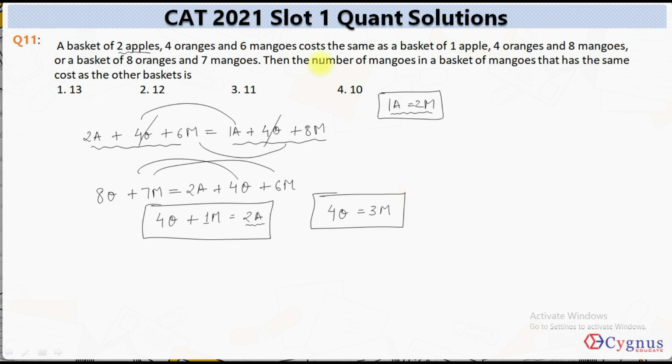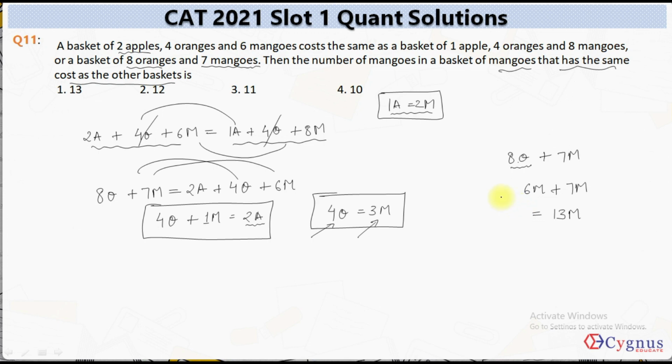Now what he's asking, then the number of mangoes in a basket of mangoes that has the same cost as the other baskets. So if you want to pick this one, 8 oranges and 7 mangoes. My basket contains 8 oranges and 7 mangoes. So if I try to convert the whole basket in terms of mangoes, I'll have to replace these oranges with mangoes. I know that 4 oranges are equal to what? 3 mangoes. That means 8 oranges will be equal to 6 mangoes. So this basket is equivalent to how many mangoes? 13 mangoes. Yes or no?